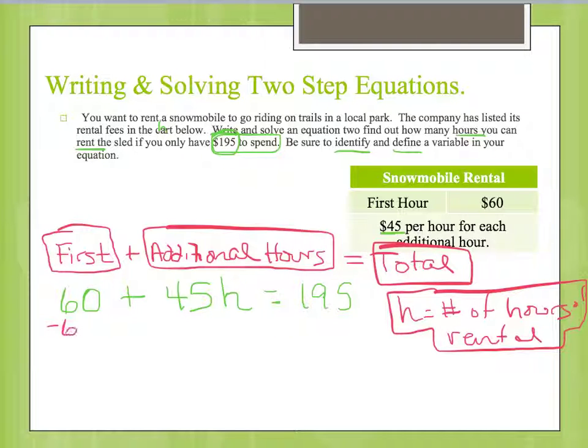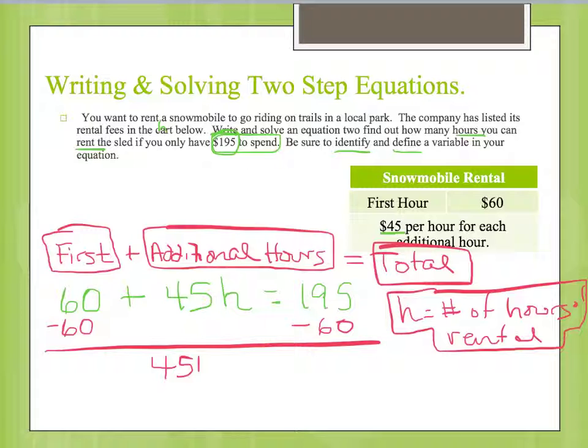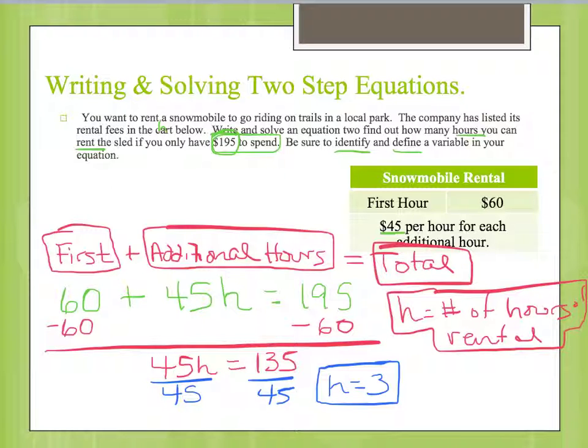I'm going to subtract 60 from both sides first. So I'm left with 45h is equal to 135. I'm going to divide both sides by 45. And when I take 135 divided by 45, I get 3. So what I've found out then is I can go 3 more additional hours after the first hour. So that means I will be going 4 hours on the snowmobile altogether, which sounds like a very fun time.